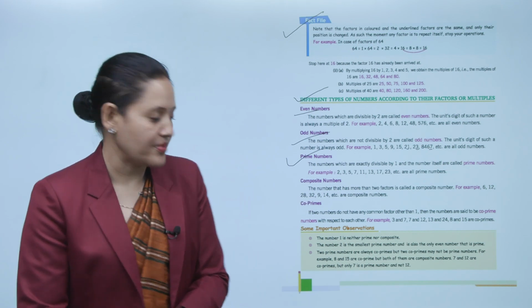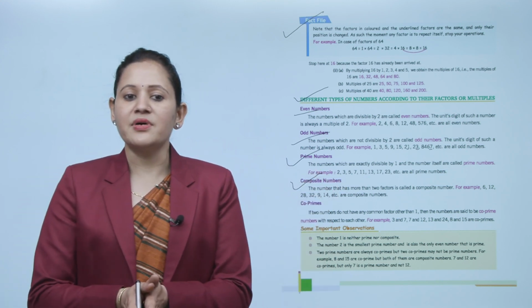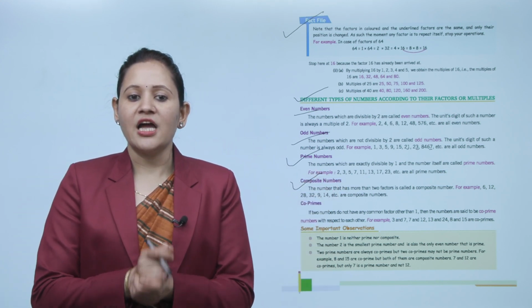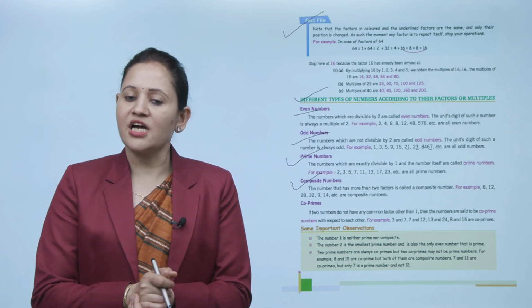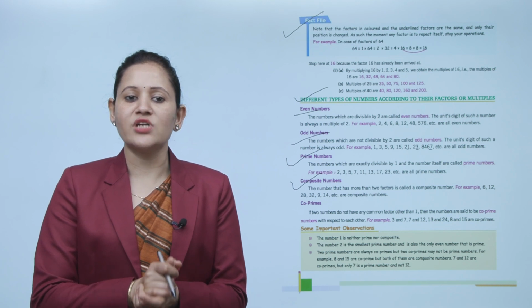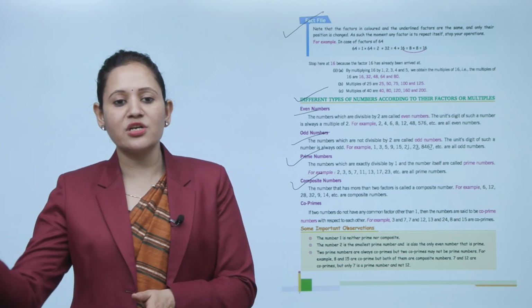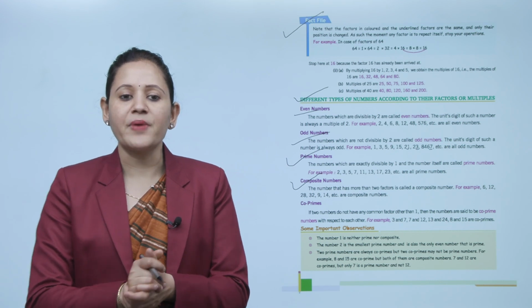Next is composite numbers. The numbers which have more than 2 factors are called composite numbers. For example, 6, 12, 28, 32, 9, 14, all these are composite numbers because they have more than 2 factors. Next is co-primes.